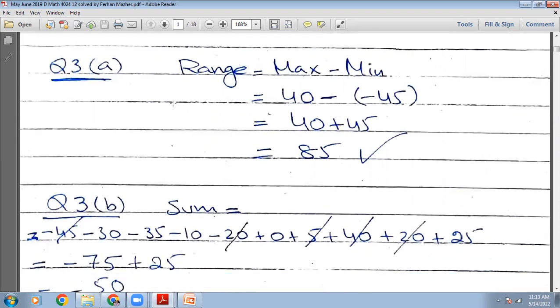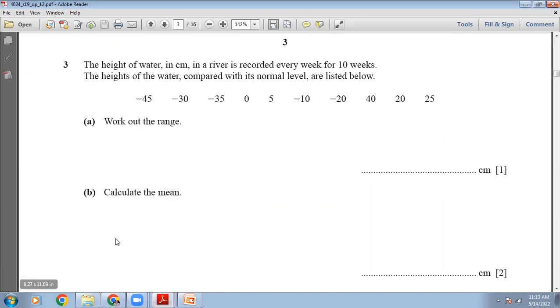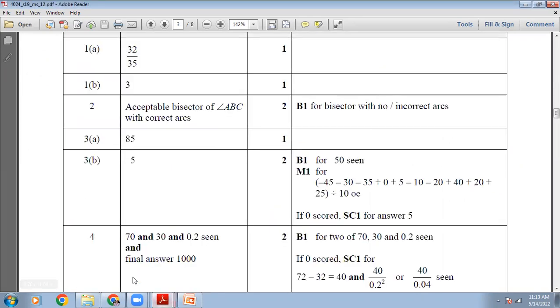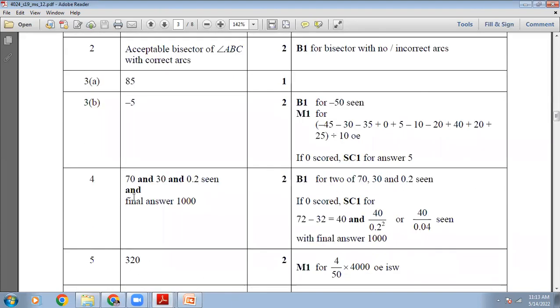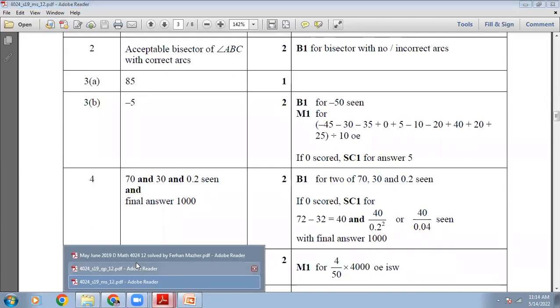It will be 40 minus minus 45. So it will be 40 plus 45. So then it will be 85. So the range is 85 centimeter. Okay, so let's have a look. 85 centimeter is the right answer. Question number 3 is showing up on your screen.